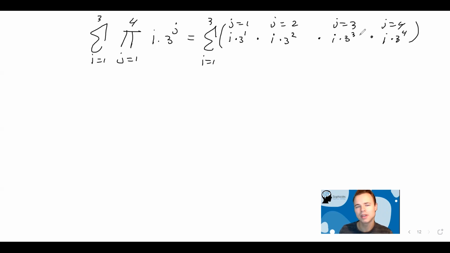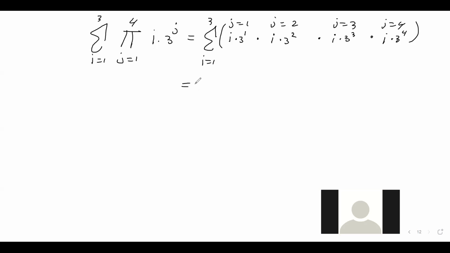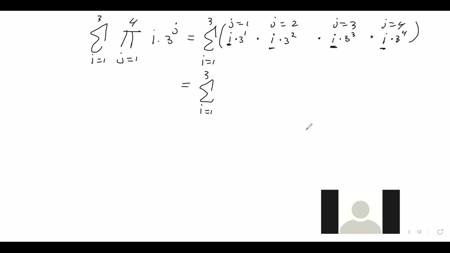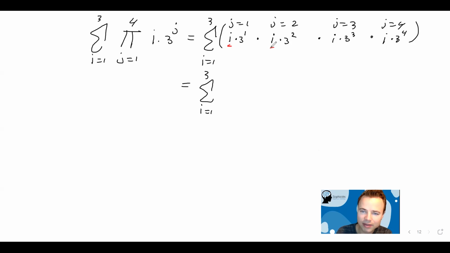That's the first step. Now we're going to simplify it. So I can just copy the summation, i is 1 to 3. And let's see if you know the algebra rules. i times i times i times i. What will that be? i to the power of 4. Yeah, so this times this times this times this is i with the power of 4.